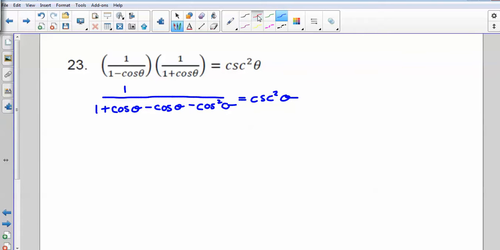Okay, so I noticed that I had a minus b times a plus b, which is the difference of squares pattern. When you see that pattern, you know that your middle terms will cancel out, and that's good news because it makes everything more simple. So now I have 1 over 1 minus cosine squared theta.